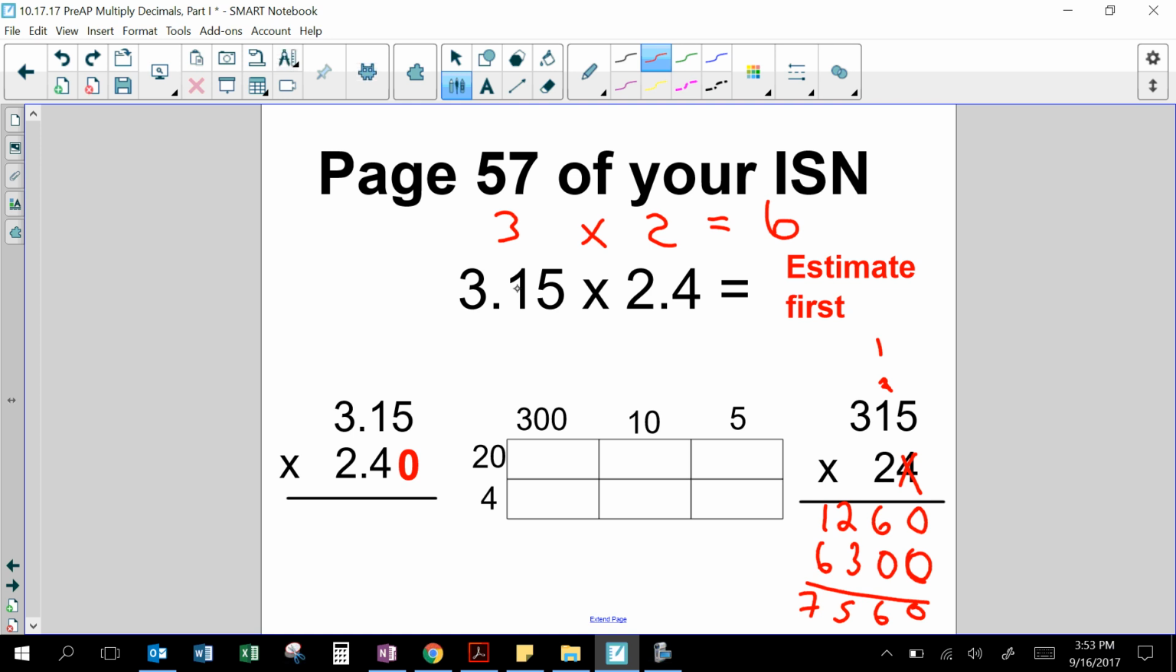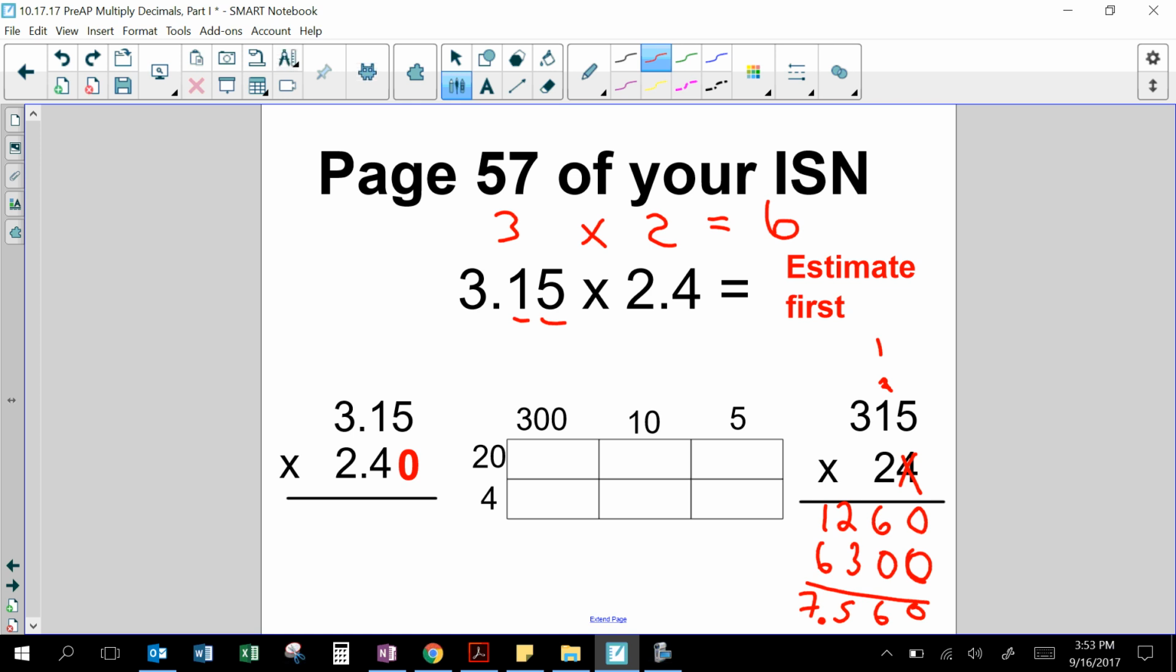We did estimate it in the beginning, so our estimate answer is around 6-ish. This is nowhere close to 6-ish. So where should the decimal point go? It goes right here. So is 7.560 kind of close to 6-ish? It is. However, other than estimation, can we do it another way?